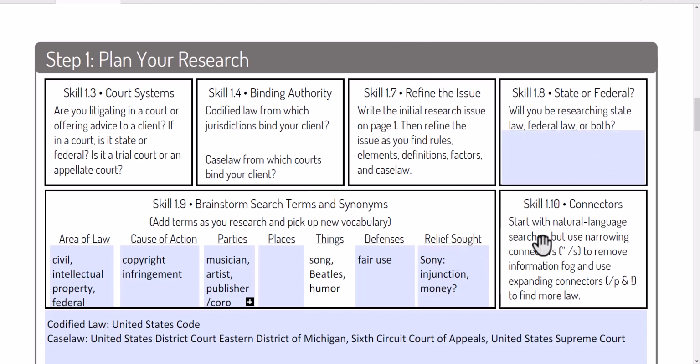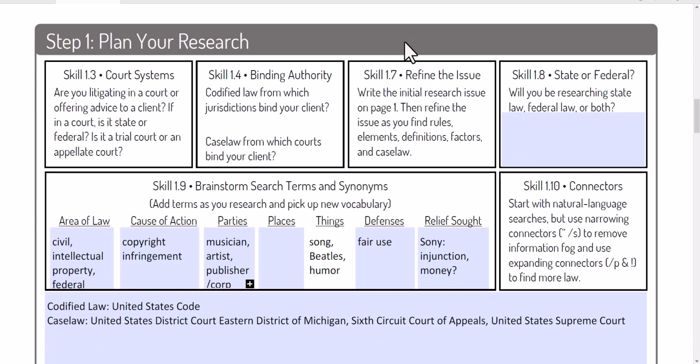Okay, and then the plan just has this box about connectors to remind us if we ever need to reduce or increase the search result yield, we'll use our connectors to do that. Okay, so that really does it for step 1, we're kind of ready to go. We're locked and loaded. So let's do this. I'll see you in the next video.